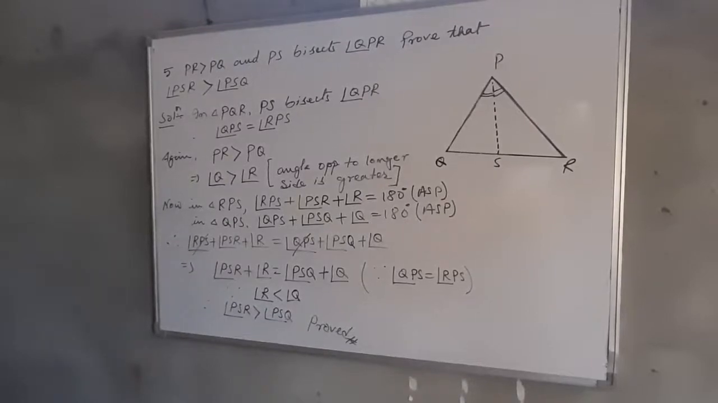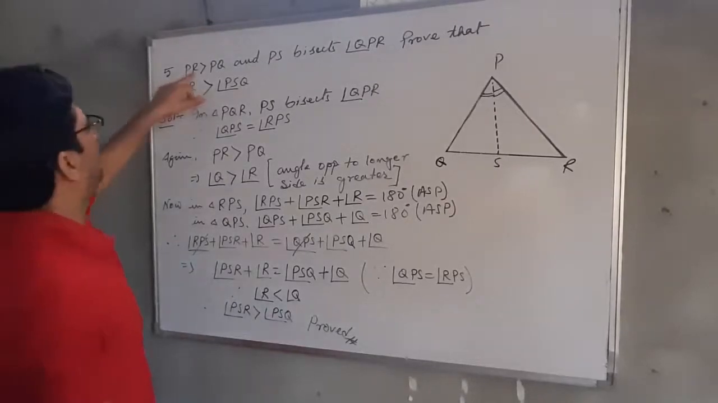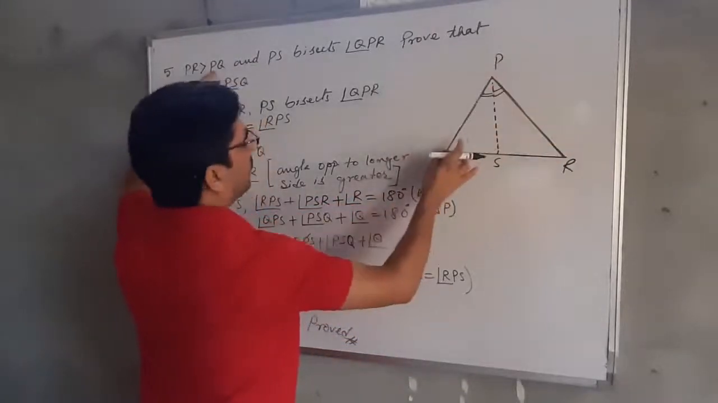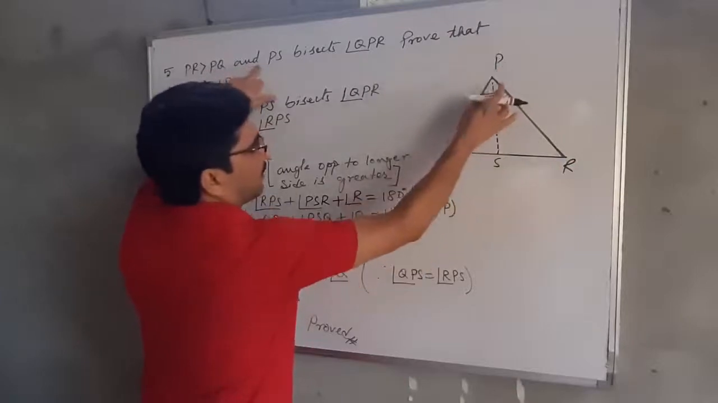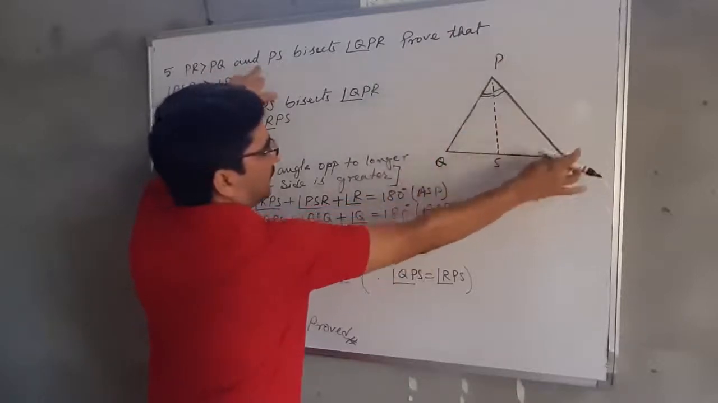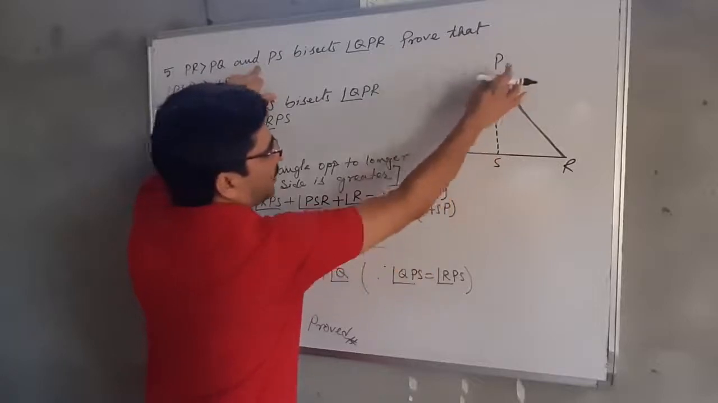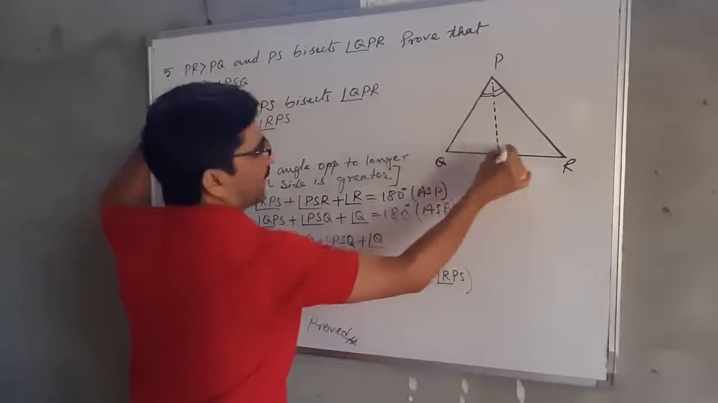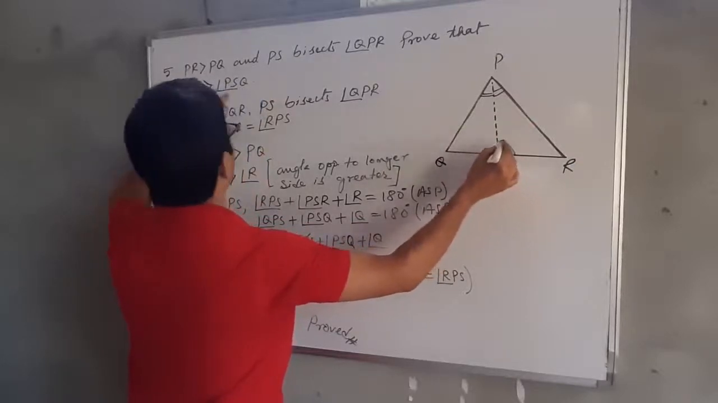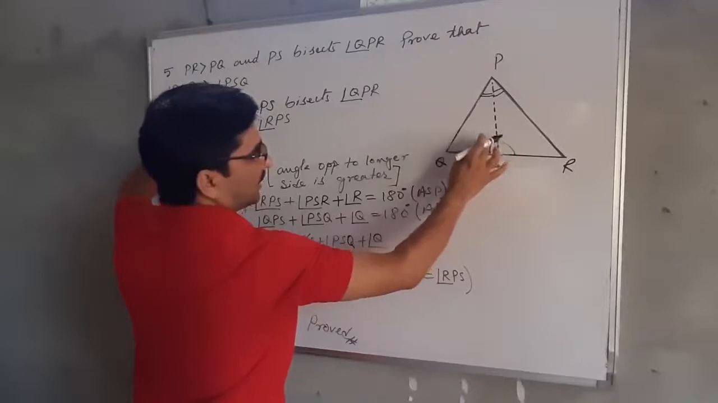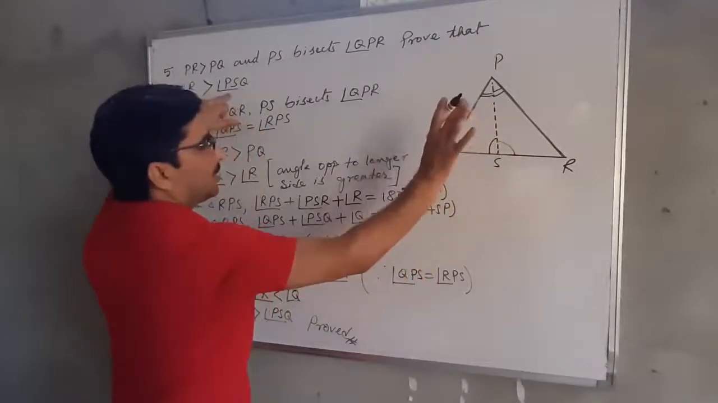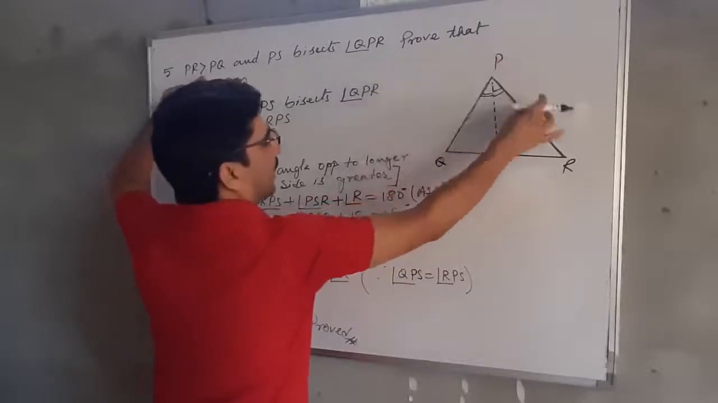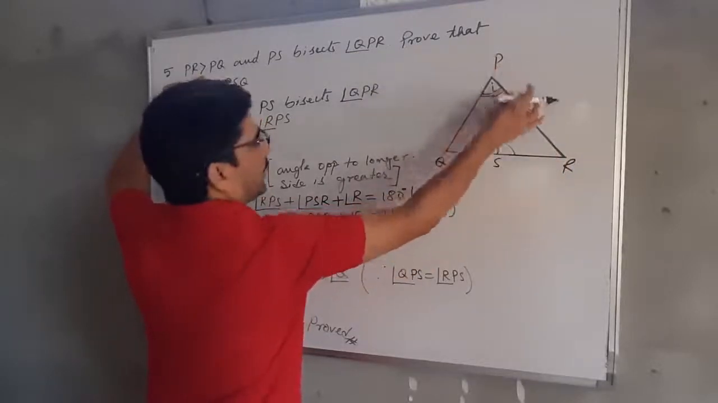Okay. So here PR is greater than PQ, that is given, and this PS bisects this angle QPR. We have to prove this angle PSR is greater than angle PSQ. This is greater than this, we have to prove. Now check what results you will get from the given part.